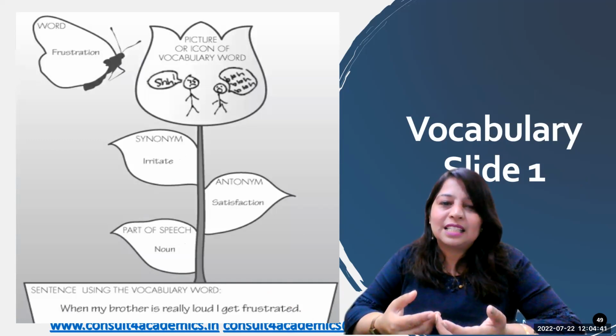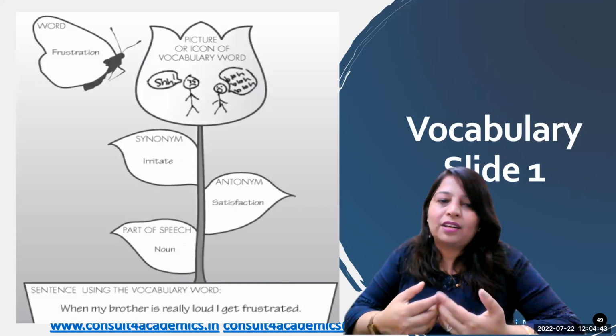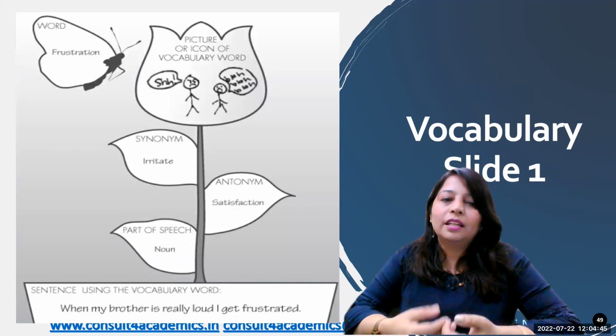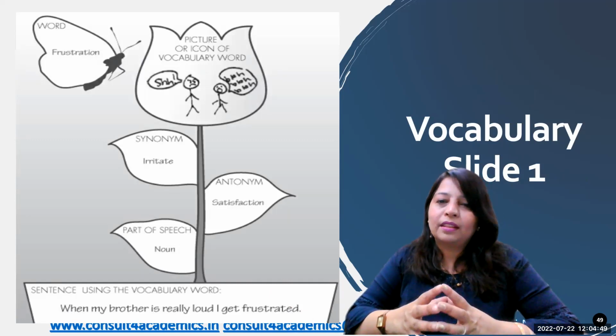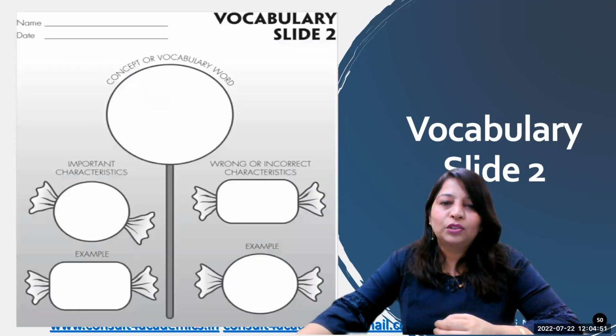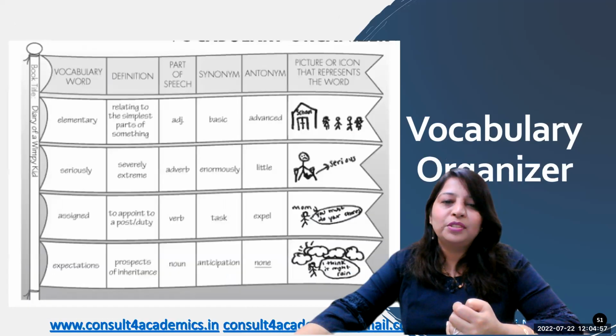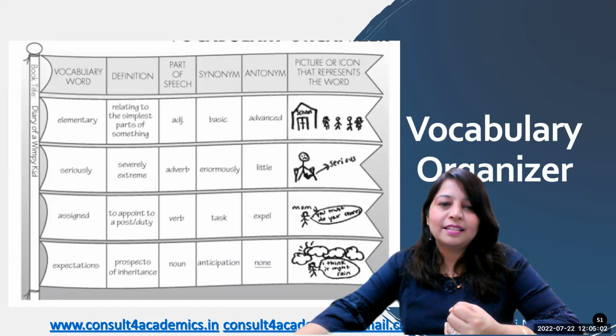What's the synonym? Irritate. Antonym, satisfaction. What's the part of speech? Noun. And then you have to give a sentence too. So you can give that kind of format to your students. Vocabulary slide, and that's another one. Different kinds of shapes you can use. Now here it is in front of you is vocabulary organizer.